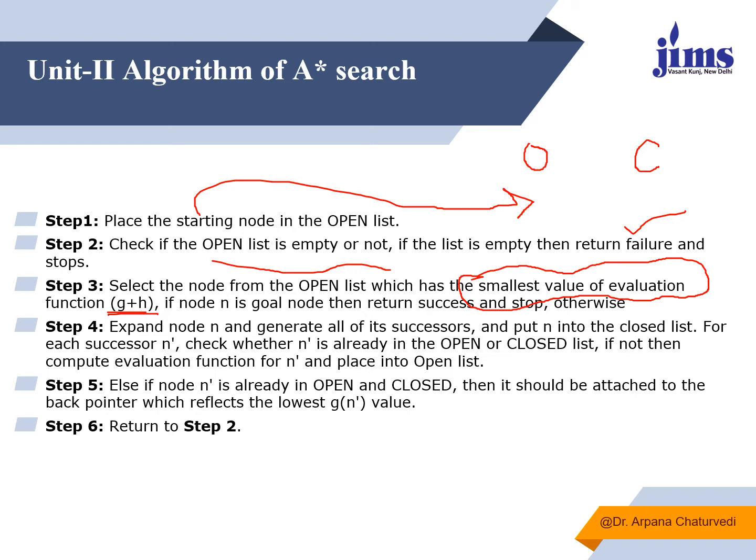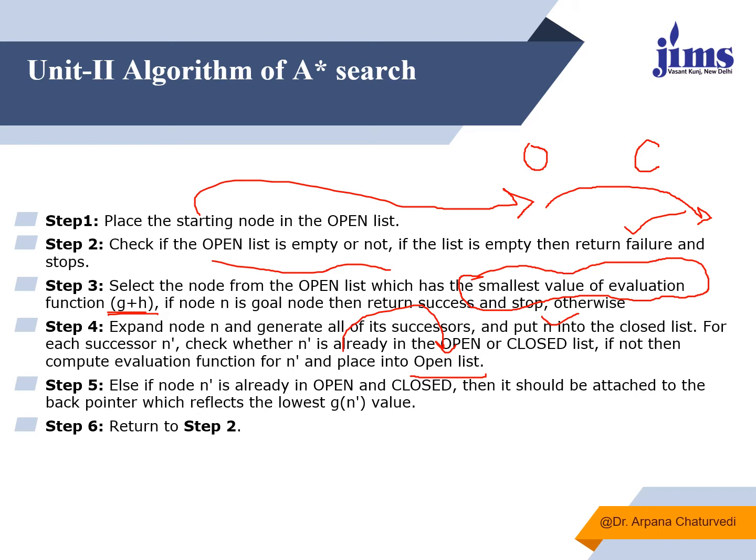Otherwise we expand that node further on, and again we put n into the closed list because n has already been explored, and other successor nodes will get added into the open list. We keep on exploring the nodes in the open list one after another. After exploring, the explored nodes keep on being added into the closed list.